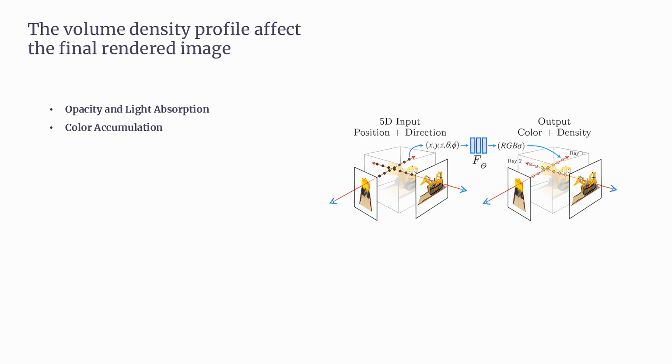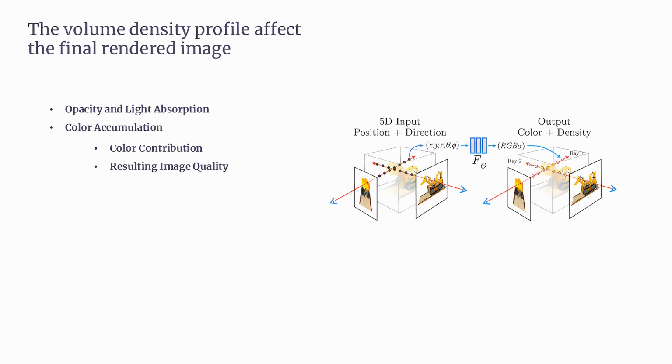The second, color accumulation. 1. Color contribution. As a ray samples different points in the scene, the color at each sampled point is influenced by how much light is transmitted from previous points along the ray. This transmission is governed by the transmittance function, which is directly linked to the density at each point.